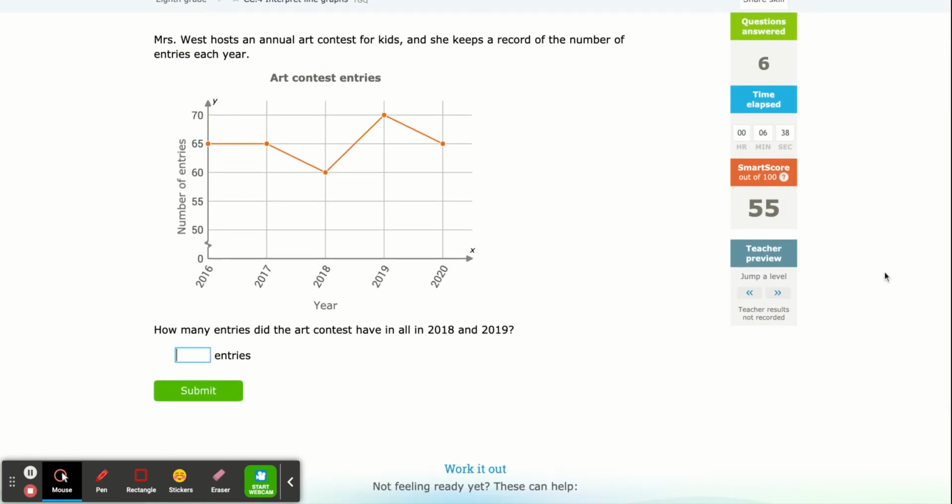We're back down to a single line. So it says, how many entries did the art contest have in all in 2018 and 2019? So not 16, not 17, not 20, but 2018 and 19. There were 60 in 2018. There were 70 in 2019, number of entries. So I have 60 plus 70, which would be 130 entries in those two years.